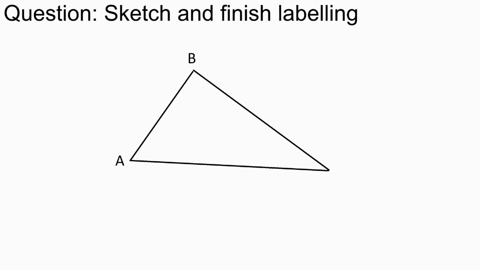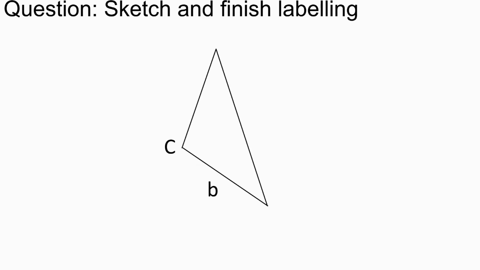Here are some quick questions for you to try. Can you sketch these triangles and finish labeling them? So here's the first one. Pause the video, sketch it and label. And when you're ready for the answer, press play. So it should be labeled like this. Little a opposite big A, little b opposite big B, and the remaining side and angle should be little c and big C respectively.